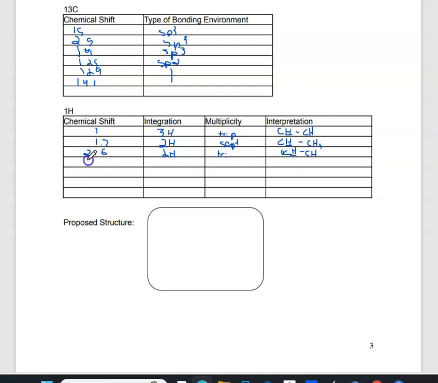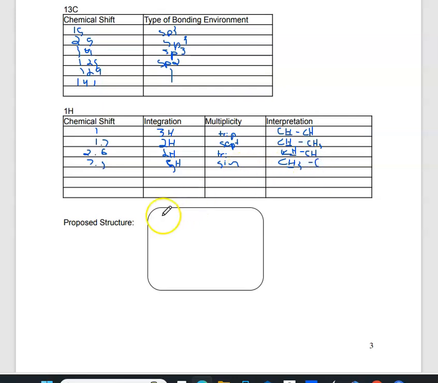And then we have 7.3, and that is our aromatic ring region. We have 5 of those. And that's our singlet. And that's where we're going to see this. Our CH3 is going to be bonded to this.